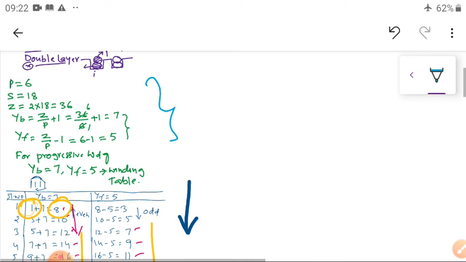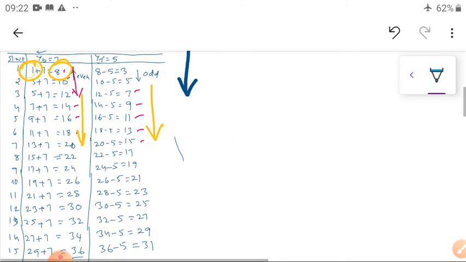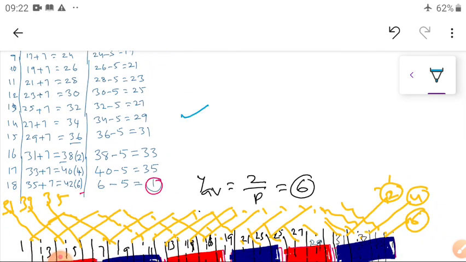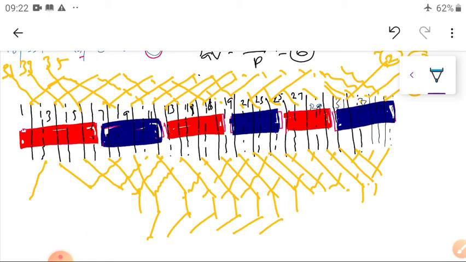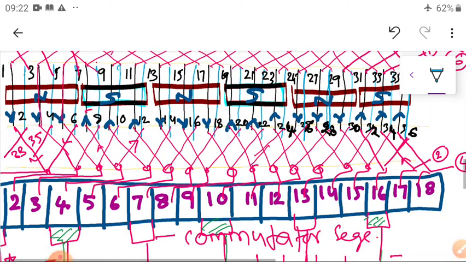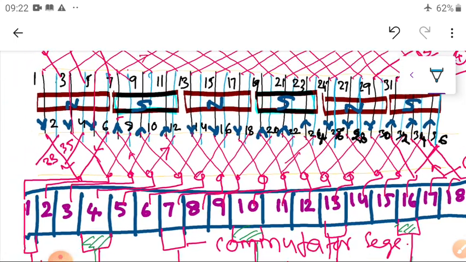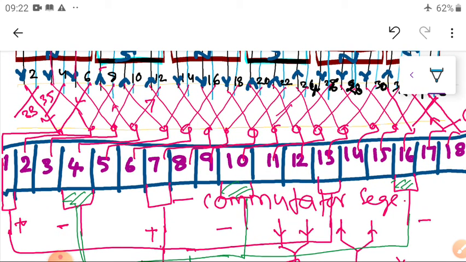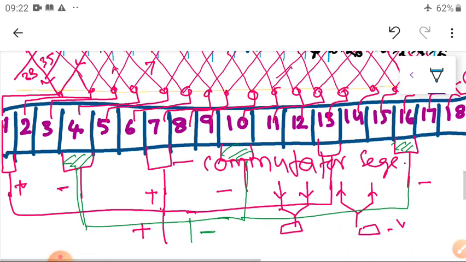We calculated the back pitch and front pitch. After that, we calculated the winding table. Just with the help of back pitch and front pitch we created the table, and based on this table we drew this winding diagram clearly. We placed the connections to the commutator segments. At the same time, on the commutator segments we placed the brushes also. You can observe the number of brushes is equal to the number of poles: 6 poles, 3 negative, 3 positive. Okay, this is the winding diagram.